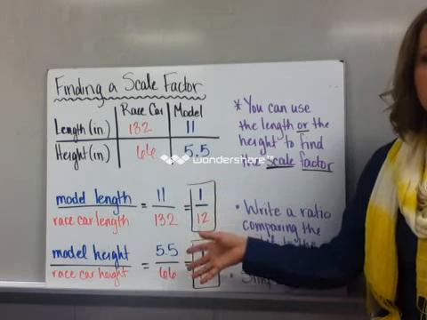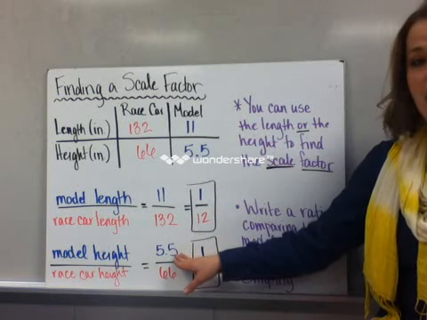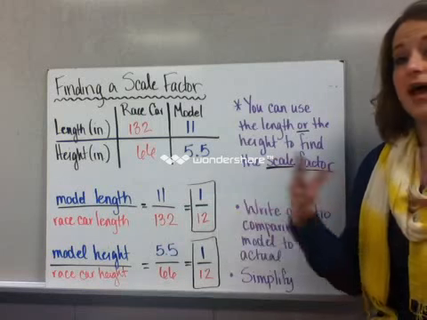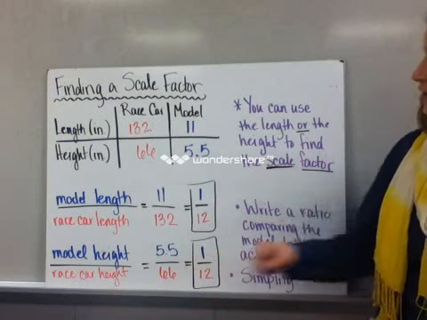If I were actually trying to pick which one, I would see that decimal on the heights and say, I'm probably going to go with the lengths because I don't have to deal with a decimal there. But it still could be done down here.